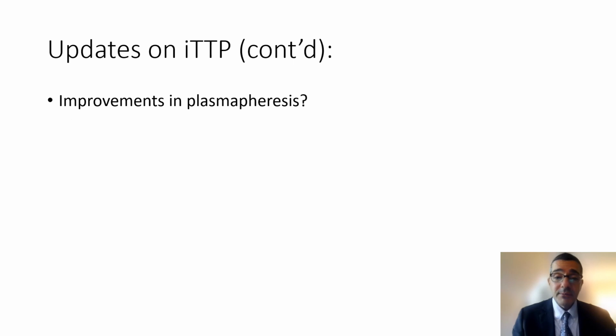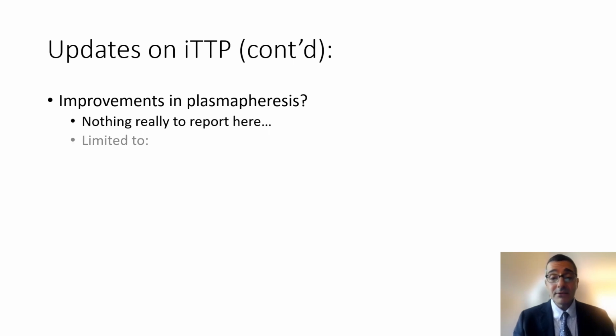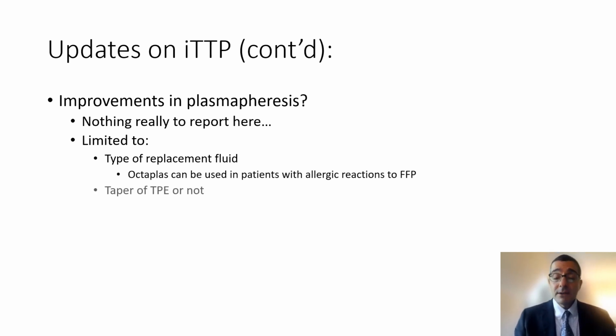Have there been any improvements in plasmapheresis? Well, really not a whole lot. It's in essence pretty much about the same procedure that's been going on for the last 30 years. And what we talk about is, well, instead of FFP, instead of plasma, is there anything else that we can do? There is a relatively new product known as Octoplas, and that is pooled plasma. And that we can use for patients who have marked allergic reactions to just plain old FFP. So if anyone is having a lot of reactions to fresh frozen plasma, an alternative can be this new product called Octoplas.